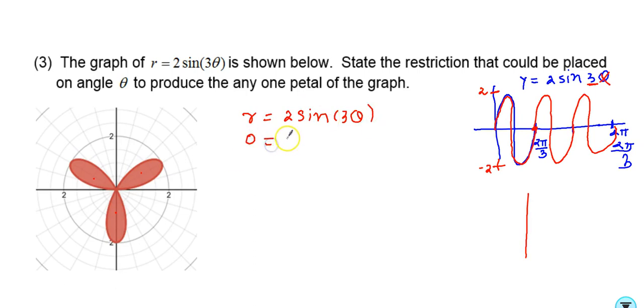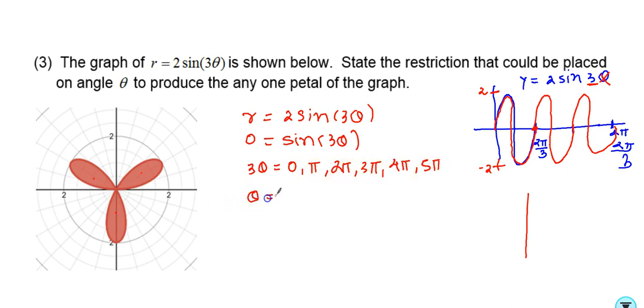Solve for theta, and you will have sine is 0. So 3 theta, sine will be 0 at 0 and pi. Since this is a triple angle, you have to make 3 rounds. You can see that 1, 2, and 3. So 0 to pi, 2 pi, 3 pi, 4 pi, and 5 pi. This is 1 round, 2 round, 3 round.